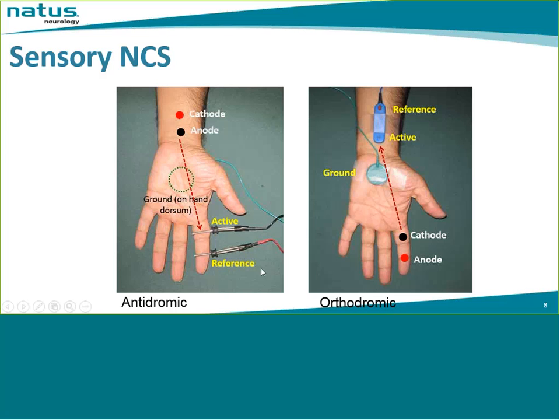In the orthodromic method, illustrated on the right, we are going to stimulate distally over the index finger, and we will record the sensory nerve action potential proximally over the wrist. Either of these approaches can be used to record the sensory nerve action potential.